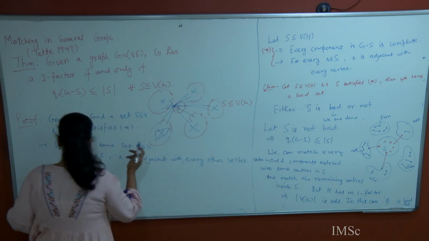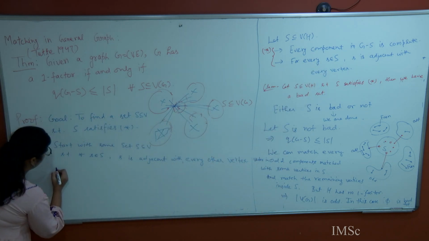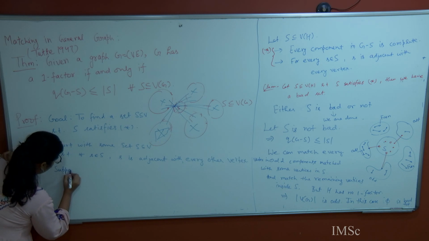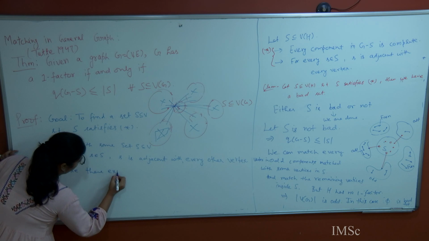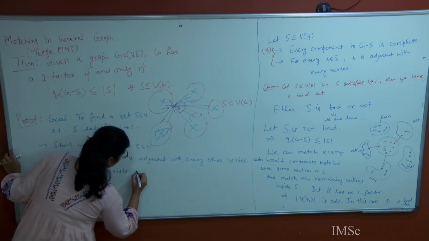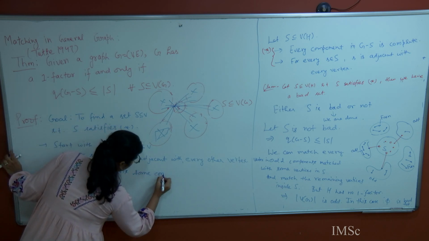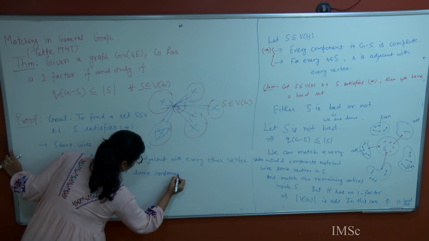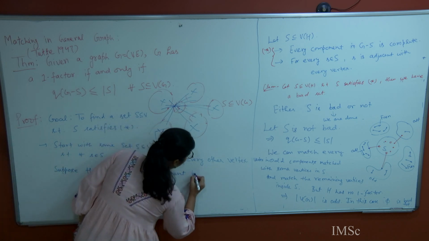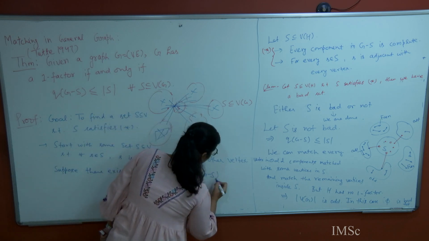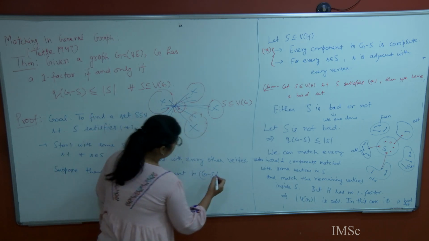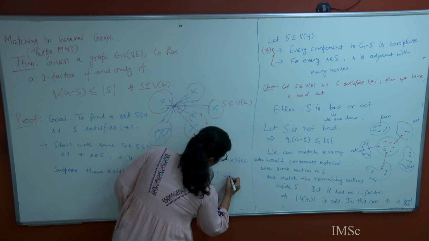That means suppose there exists some component in G minus S which is not complete.